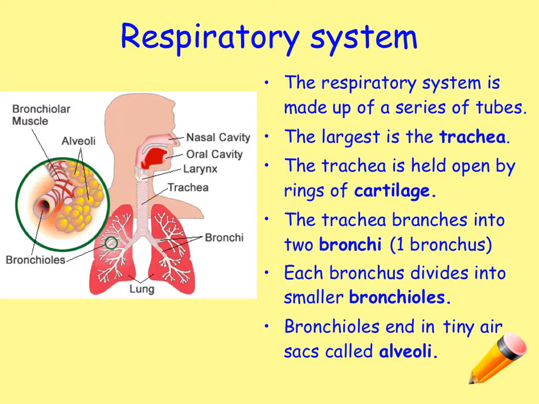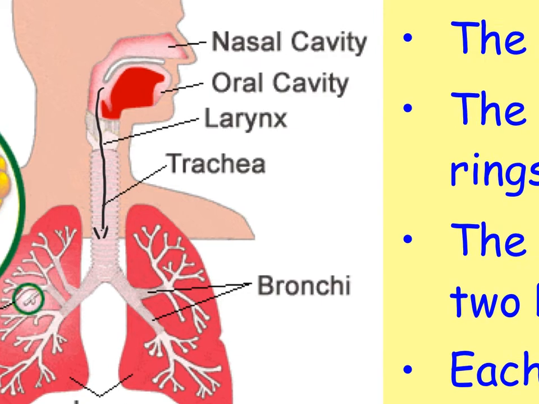So basically your respiratory system is made up of a series of tubes. Now the largest one is the trachea. So coming from breathing in air through the nose, through the nasal cavity here, air comes down the trachea here. Now the trachea is made up of rings of cartilage. That cartilage helps to hold the trachea open. The rings don't go right round, they're partial rings coming round the trachea in order to give it some structure.